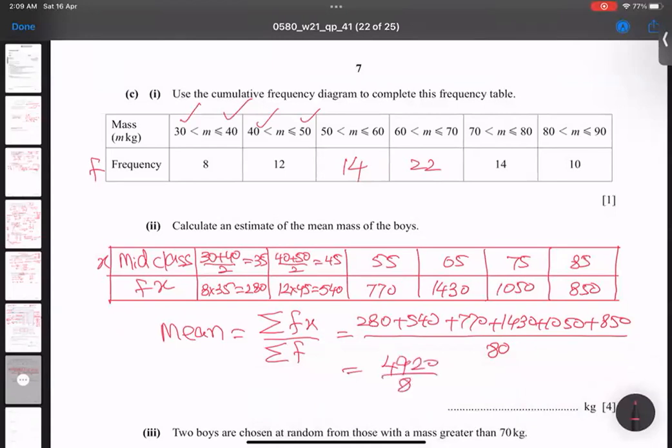4920 over 80. So when I divide by 80, I'm getting 61.5 kilograms. So Alhamdulillahi Rabbil Alameen, this point is also clear. And let's talk about the next question.